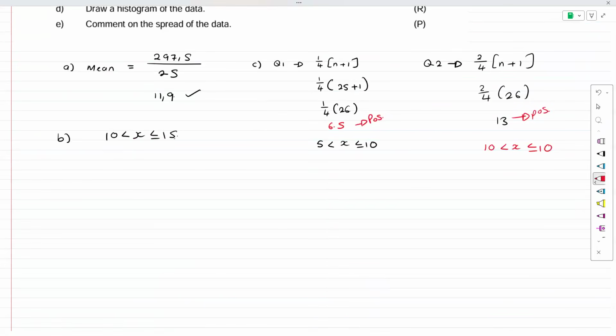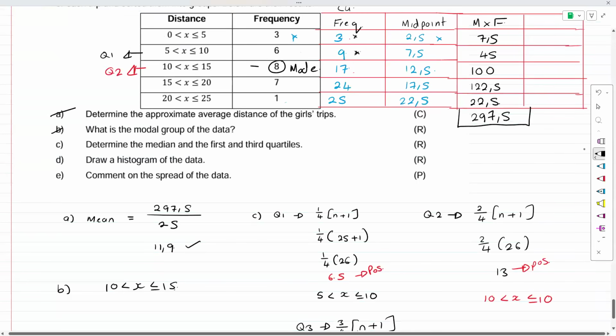Okay. Quartile 3. Quartile 3 is simple as well because 3 over 4 into n plus 1. This is just the basic formula that we use. 3 over 4 into 26 should be 19.5. Where does 19.5 fall? It is position, remember. 19.5 falls into this quadrant here. Why? Because it's bigger than 3, bigger than 9, bigger than 17, but it's not bigger than 24. So it falls into this quadrant.